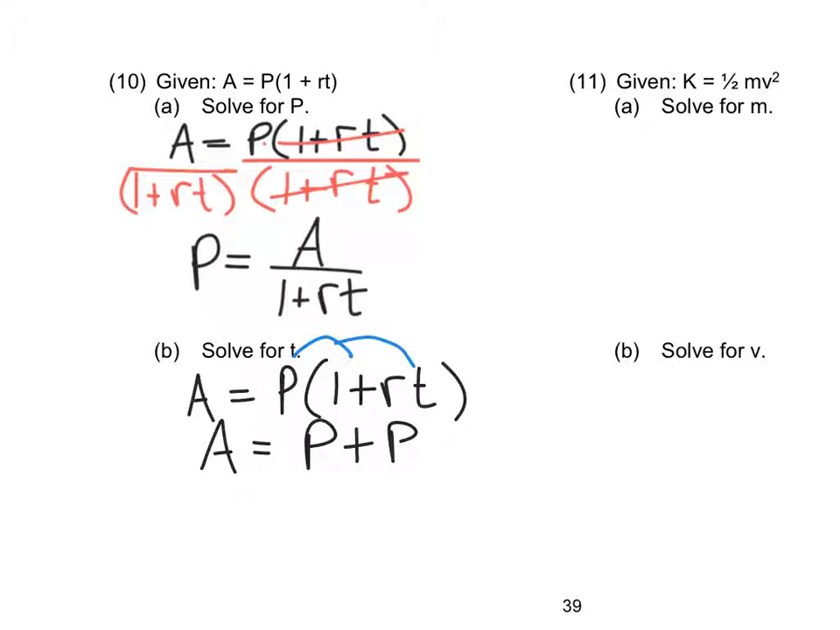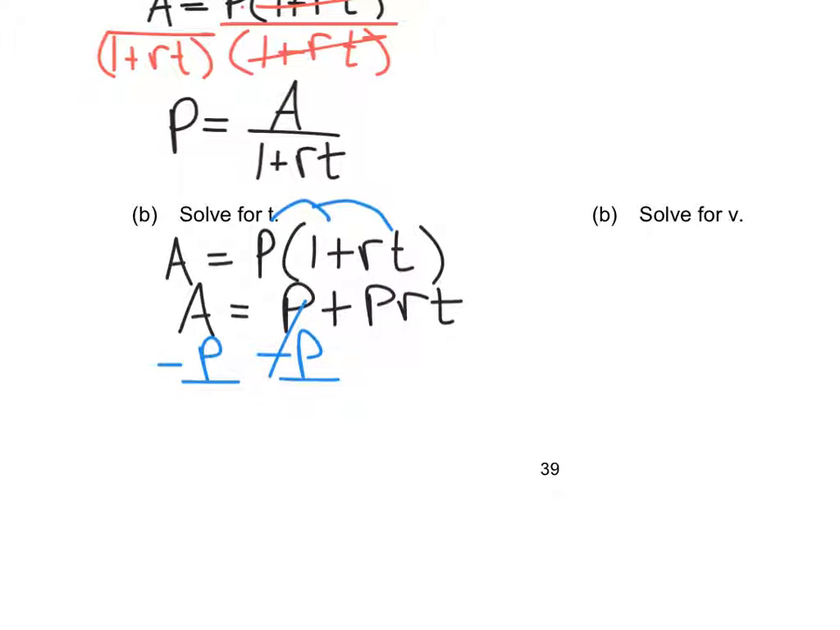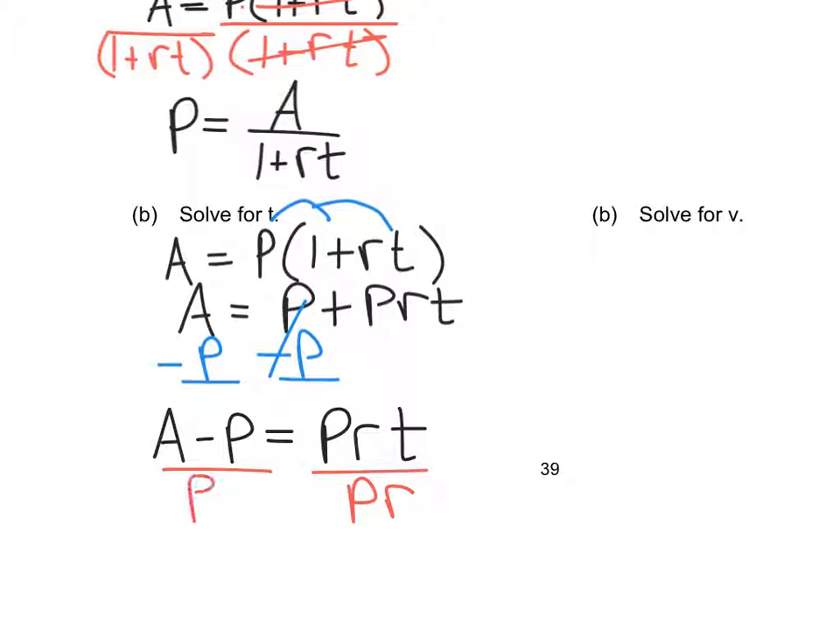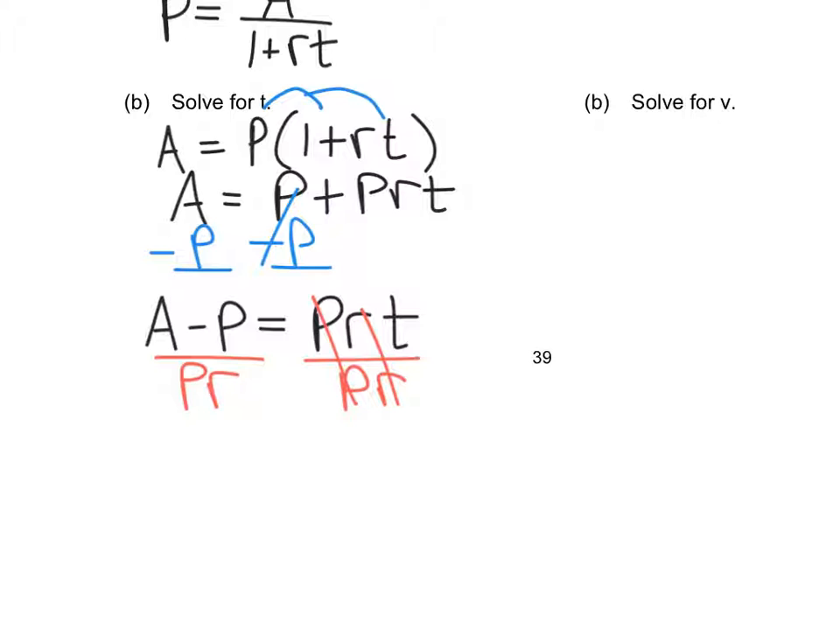A equals P plus PRT. Well, that first P's got to go, right? A minus P equals PRT. Final step, divide by PR. So T equals A minus P over PR.